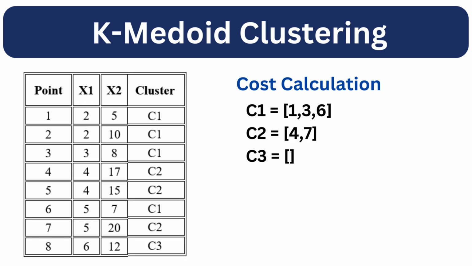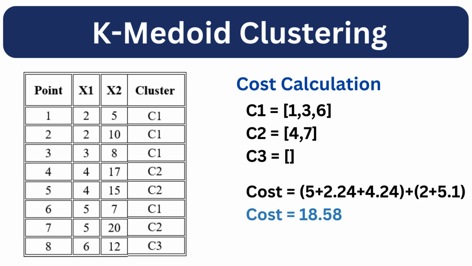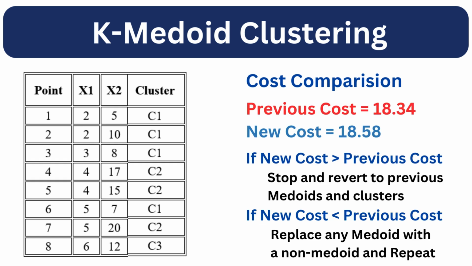Please note that the medoid points are excluded. So now we will again calculate the cost. So after calculating the cost, we got 18.58. Now the next step is to compare the new cost with the previous cost. So the previous cost was 18.34 and now the new cost is 18.58.